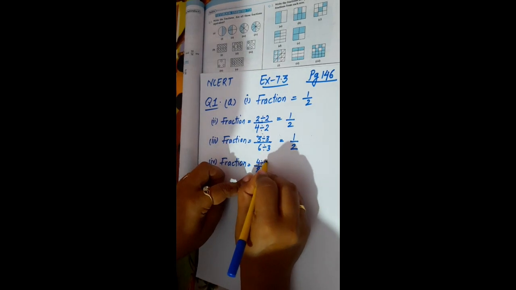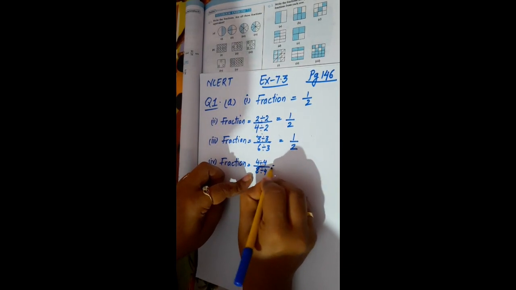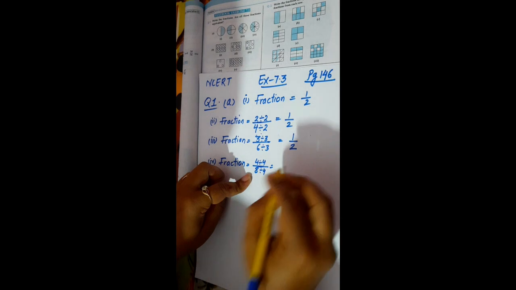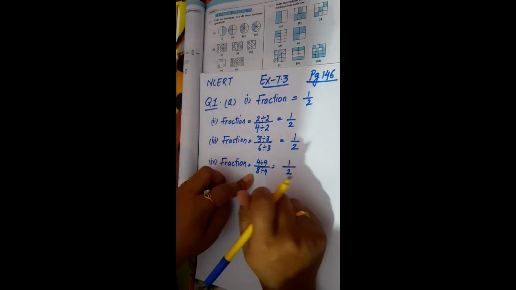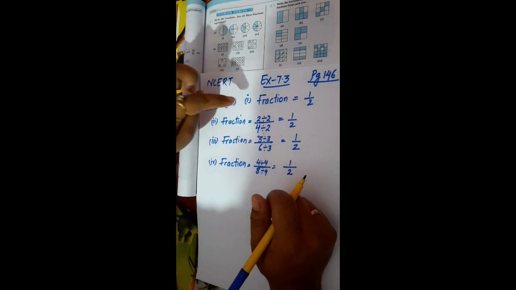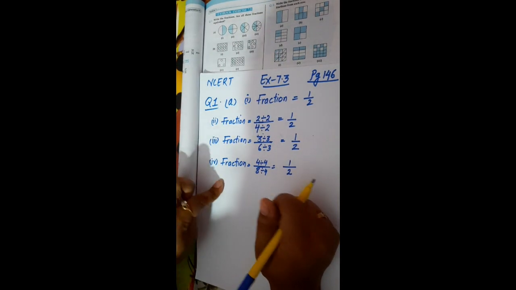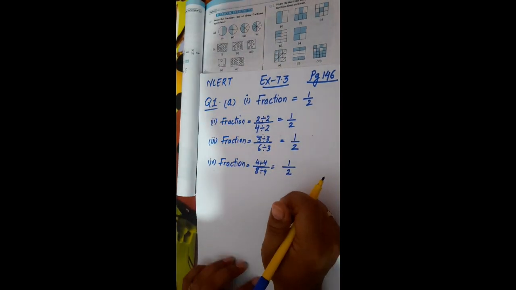So 4 is divided by 4, 8 is divided by 4. 4 divided by 4 equals to 1, and 8 divided by 4 equals to 2. Now here we find that fraction of first, second, third and fourth part is 1 upon 2.